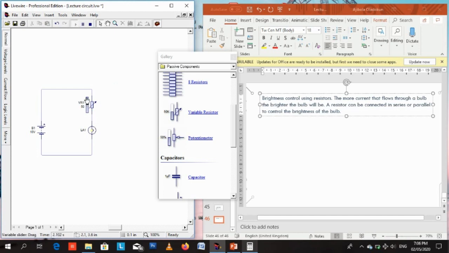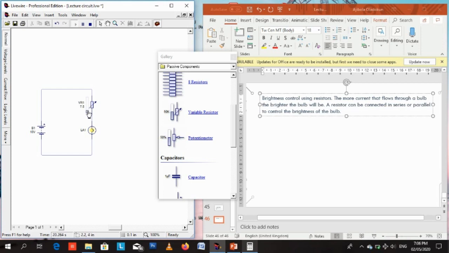Let me reduce it. Reduce, reduce. It's getting brighter, getting brighter, getting brighter. Reduce, reduce. Aha. Now this is 1 ohm. At 1 ohm, it's at full brightness. So the lower the resistance, the higher the current that flows through the bulb and the higher the brightness. As I'm increasing the resistance, it's getting dimmer.